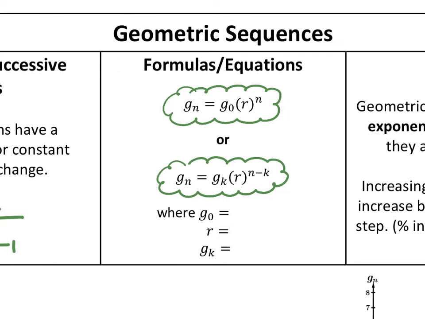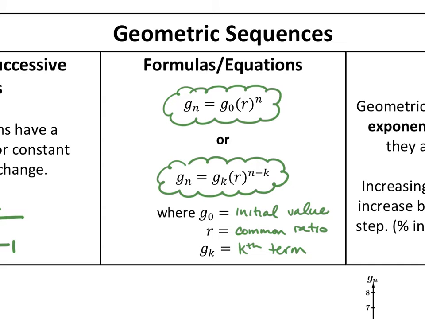Again, very similarly, g sub 0 is still called our initial value or initial amount. You'll see that one a lot. r is our common ratio, and g sub k is the kth term in the sequence. So if they give you a random term in the sequence, you're putting it in the g sub k version, not the g sub 0 version.